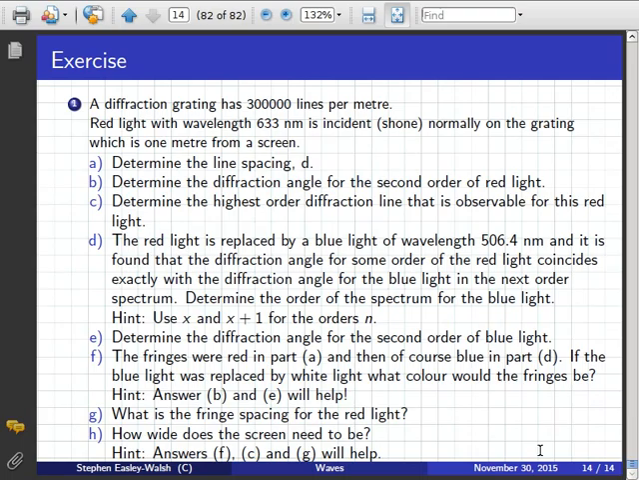So my first question is, what's the distance between each slit, each line? So if you have 300,000 per meter, then how far apart are each of the slits? 1 divided by what? 1 divided by 300,000. Yeah, so that's the first one. That's the small d. Can you calculate?